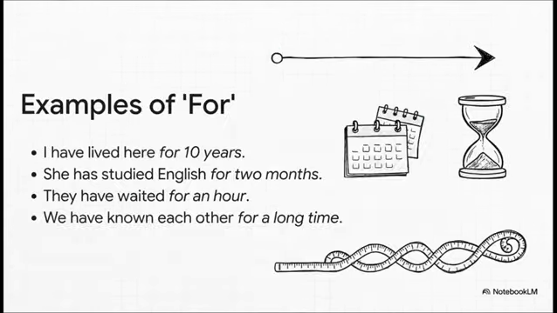Look how this plays out. We don't know when I started living here, do we? All we know is the total chunk of time is 10 years. We have no idea when she started studying, just that the duration was 2 months. So for is always followed by a length of time, a number of minutes, hours, days, years, whatever.